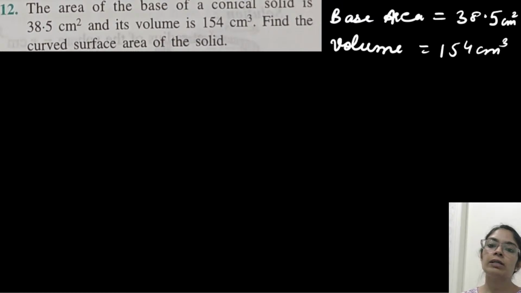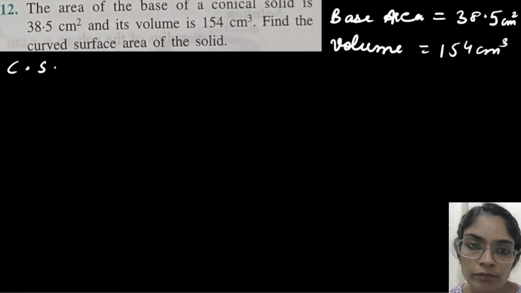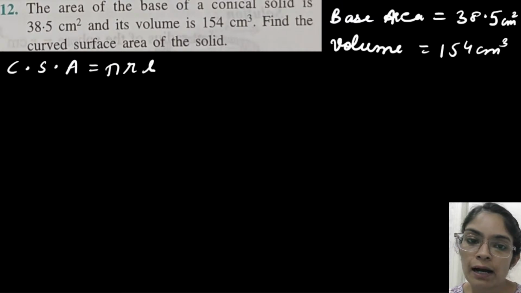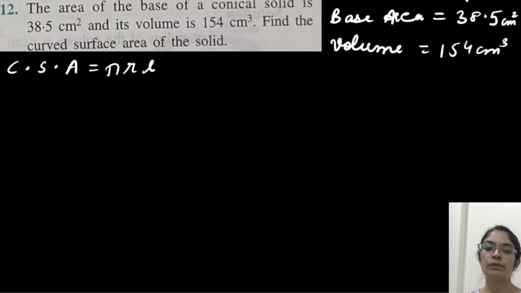Base area is given to us. Volume is given to us. We have to find the curved surface area of the solid. So the curved surface area's formula is pi RL. That means for finding curved surface area, we should have the value of radius as well as slant height. So we'll make use of base area and volume to find the value of both of these.